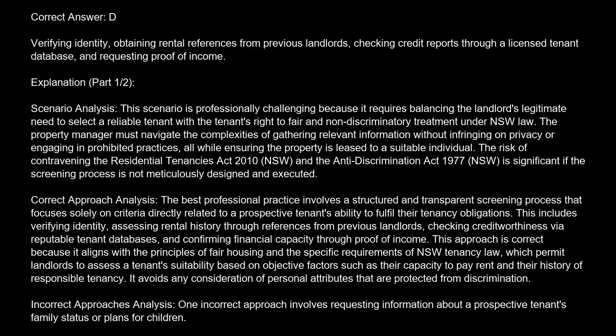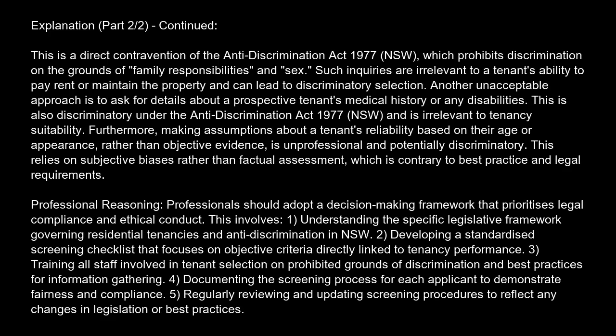Incorrect approaches analysis. One incorrect approach involves requesting information about a prospective tenant's family status or plans for children. This is a direct contravention of the Anti-Discrimination Act 1977, NSW, which prohibits discrimination on the grounds of family responsibilities and sex. Such inquiries are irrelevant to a tenant's ability to pay rent or maintain the property and can lead to discriminatory selection. Another unacceptable approach is to ask for details about a prospective tenant's medical history or any disabilities. This is also discriminatory under the Anti-Discrimination Act 1977, NSW, and is irrelevant to tenancy suitability.